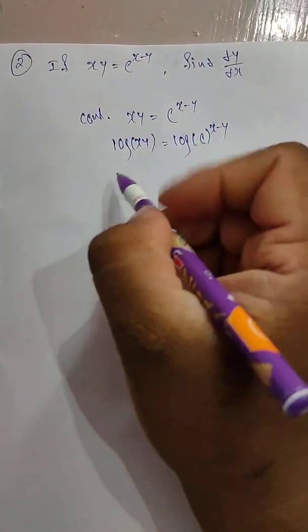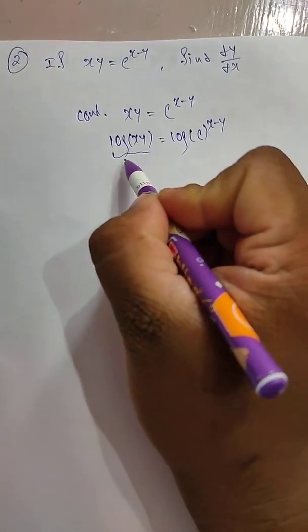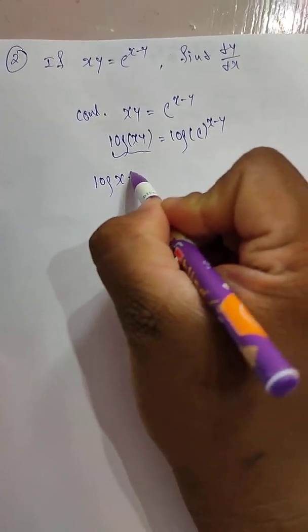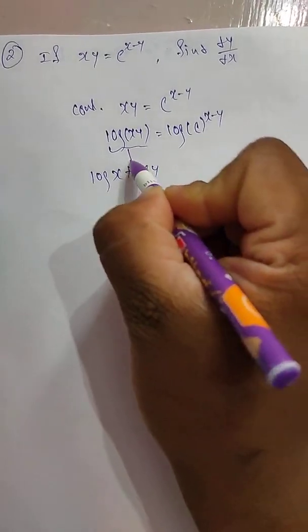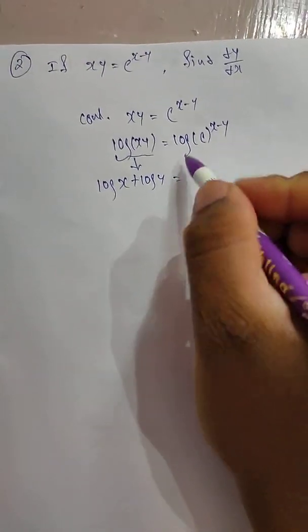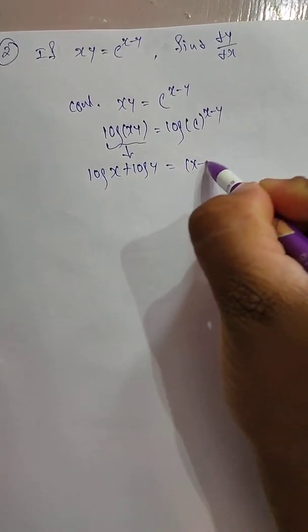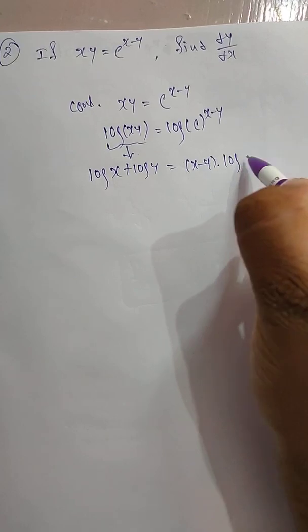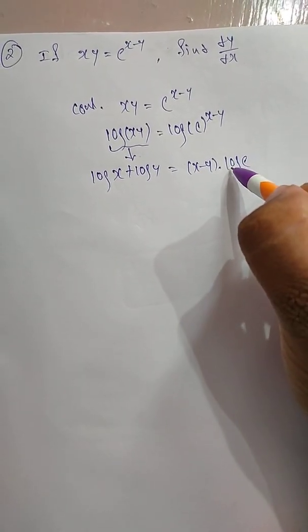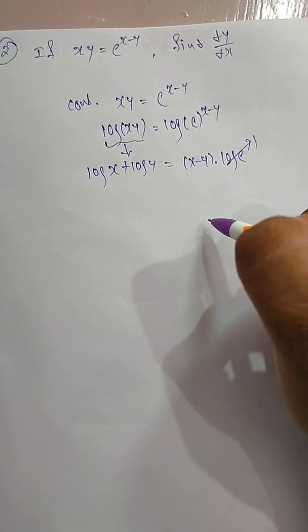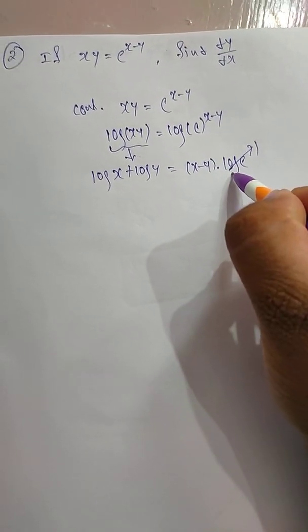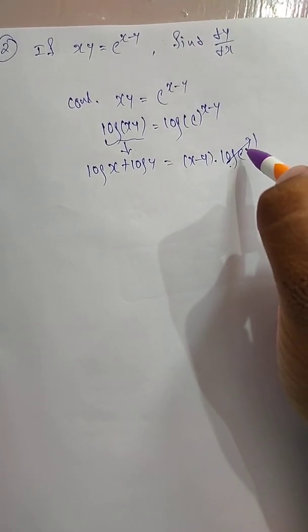Here I am applying the power rule. So here I am applying the product rule. So log x plus log y. Here I am using the first property of logarithm. Here the third property of logarithm: x minus y into log e. Here the log e value is 1. So remember this. Log e value is 1.